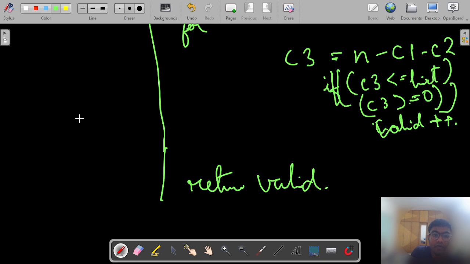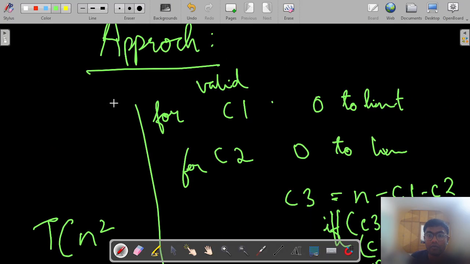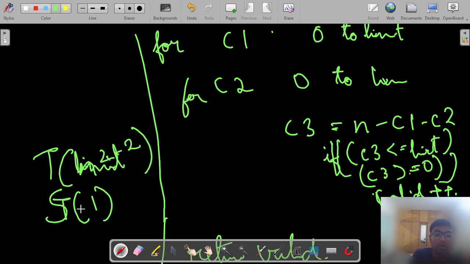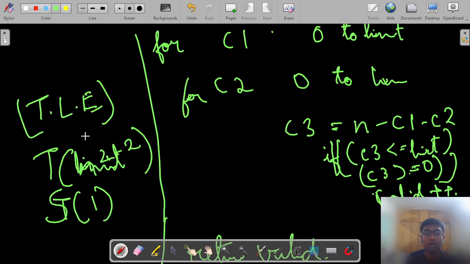But if we see here, the time complexity is limit squared, as we have two for loops which iterate the limit number of times, and space complexity is O(1) as we are not using any additional space. So this would be time limit exceeded most probably. So let us look at another approach as well.